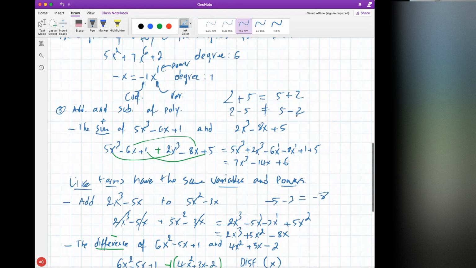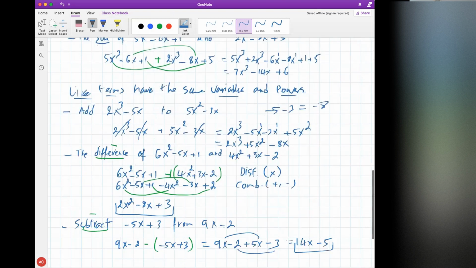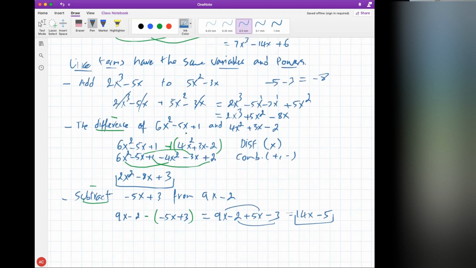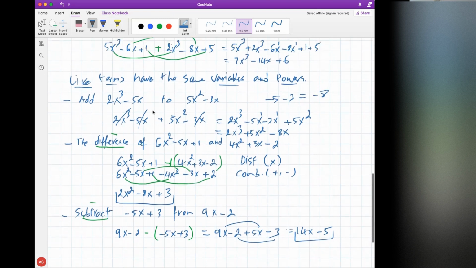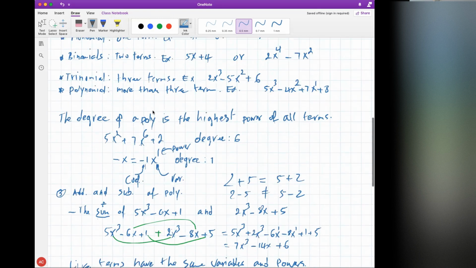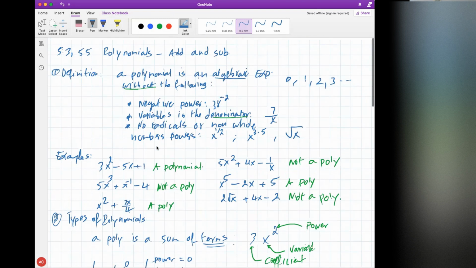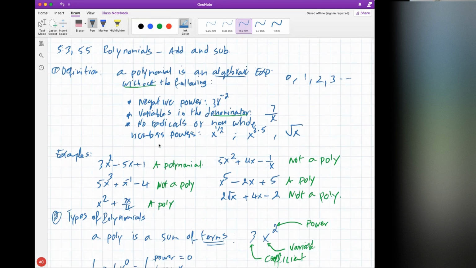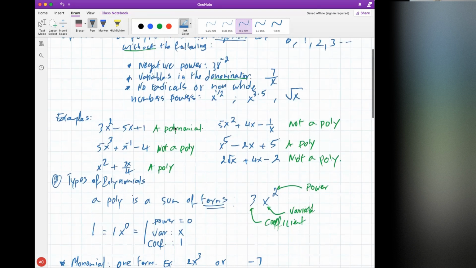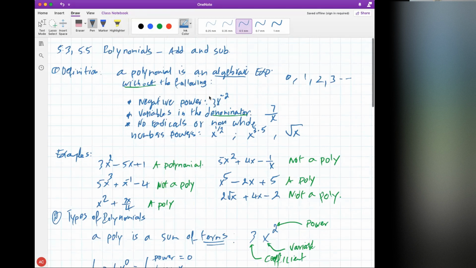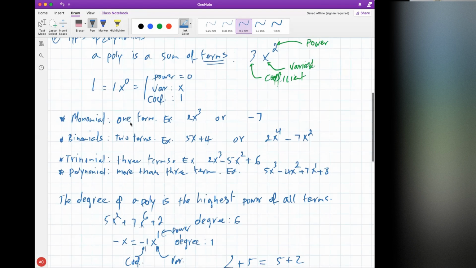For addition, the order doesn't matter which one you put first. You don't even need parentheses, you just put them together. But with subtraction, the order matters. So we have to put the right order in order to get the right answer. It's very simple to add and subtract polynomials. Again, remember there are technical details: how to tell whether two terms are like terms, be able to tell the degree, whether an expression is a polynomial or not, and the names.